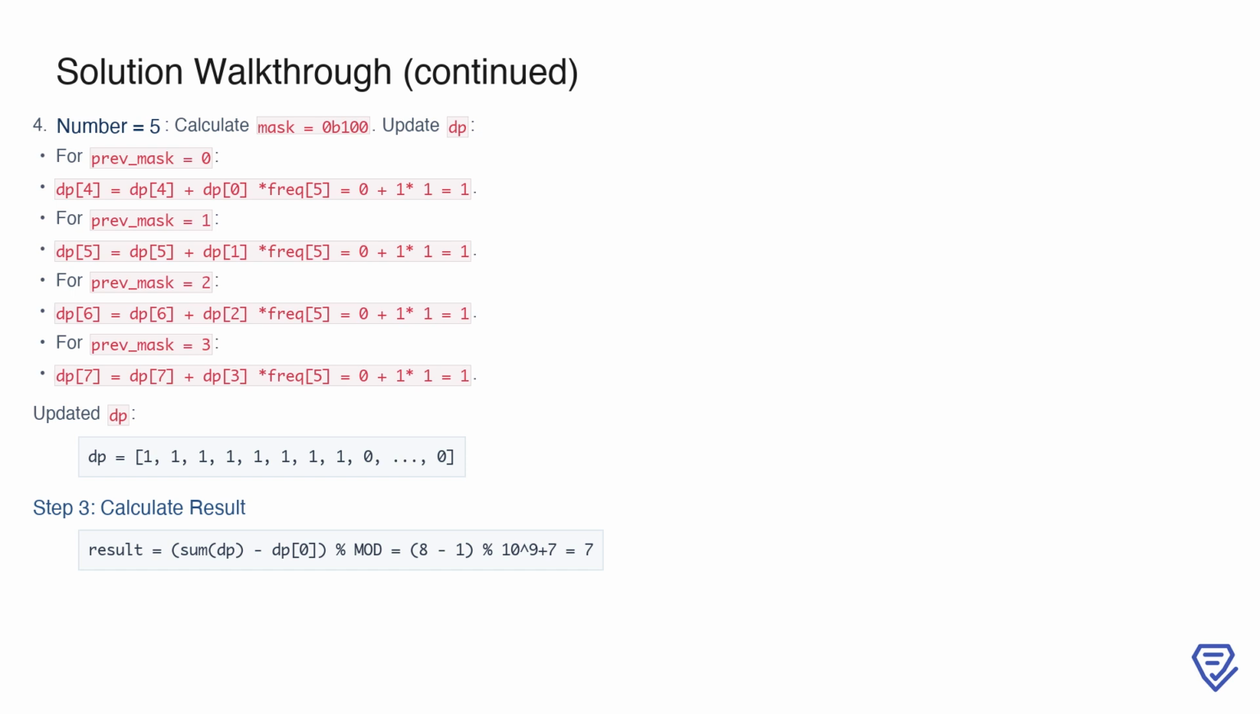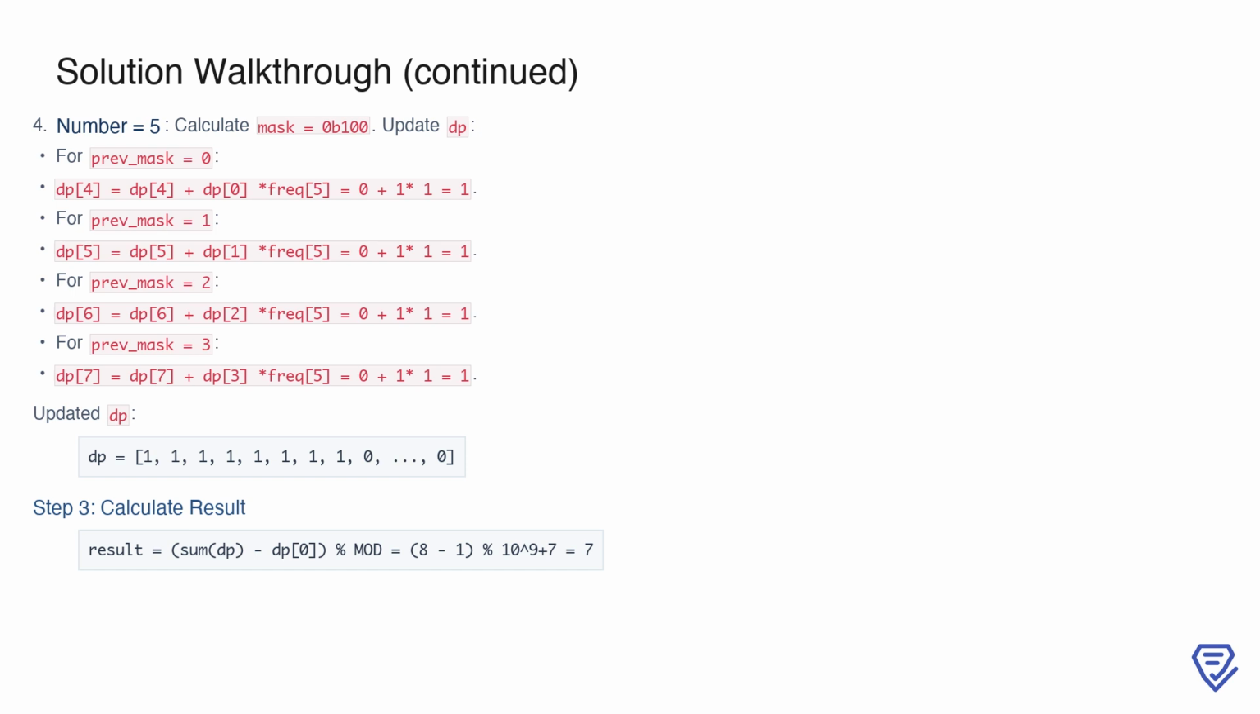For prev_mask equals 3, we calculate dp[7] = dp[7] + dp[3] * frequency[5] = 0 + 1 * 1 = 1. After processing 5, the DP array becomes 1, 1, 1, 1, 1, 1, 1, 1, 0, 0.